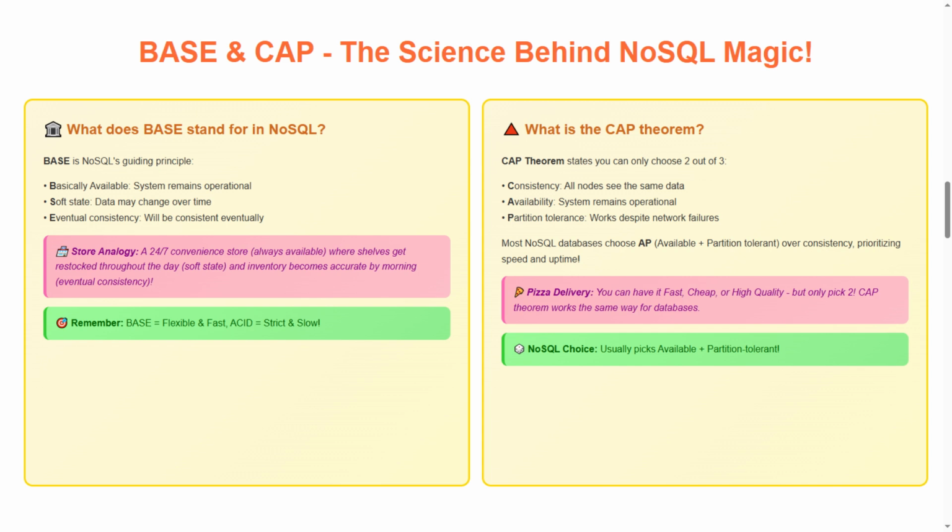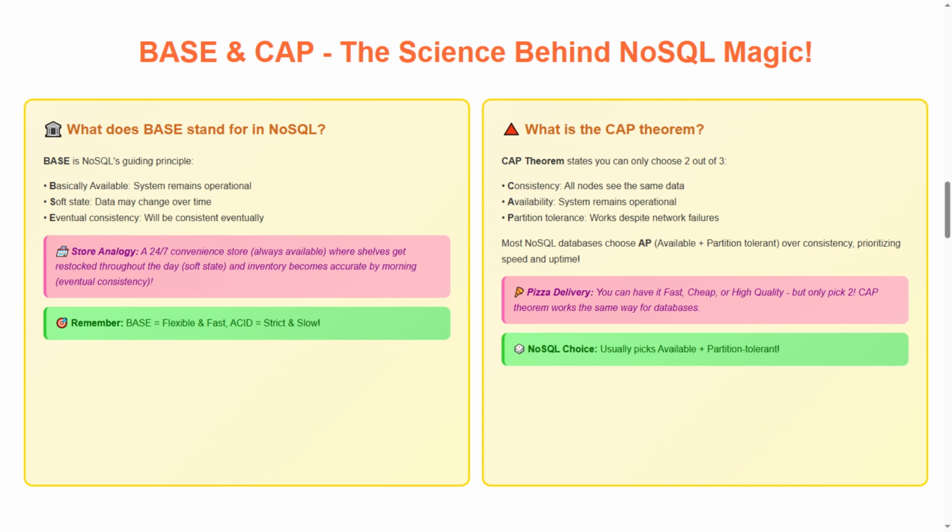What is the CAP theorem? CAP theorem states you can only choose 2 out of 3. C stands for consistency, where all nodes see the same data. A stands for availability, where the system remains operational. P stands for partition tolerance, where it works despite network failures. Most NoSQL databases choose AP, available plus partition tolerant over consistency, prioritizing speed and uptime.